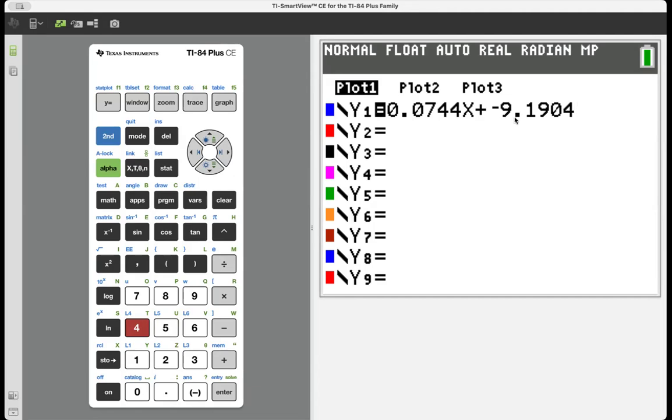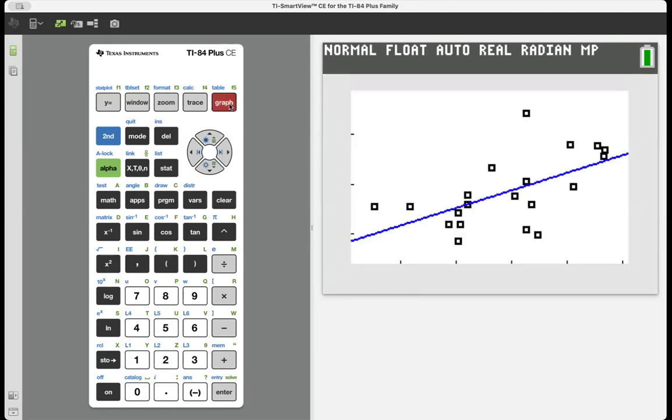0.0744x minus 9.1904. So with the equation entered here, we're going to graph it by pressing the graph button. Okay, and that line is the line of best fit. That's the regression equation.